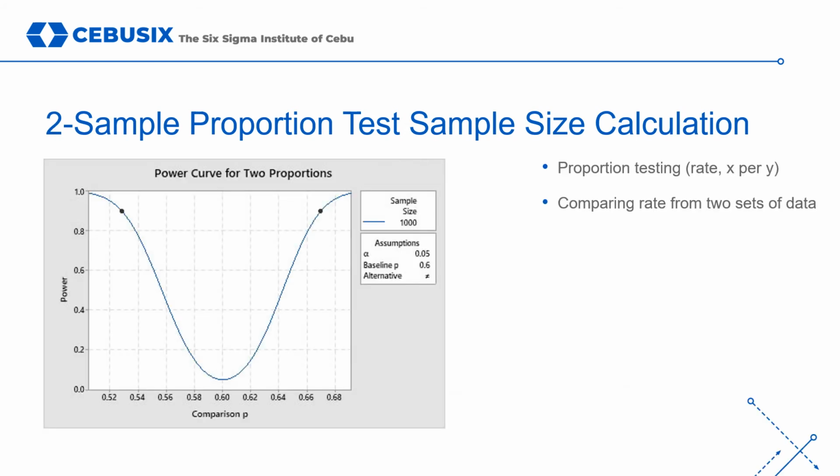As with the one sample proportion test, the two sample proportion test is extremely complicated. Therefore, it's best that we use Minitab or another statistical software program in order to calculate it. The two sample proportion test is for testing proportions, the rate of x per y, and is used to compare the rate from two sets of data.